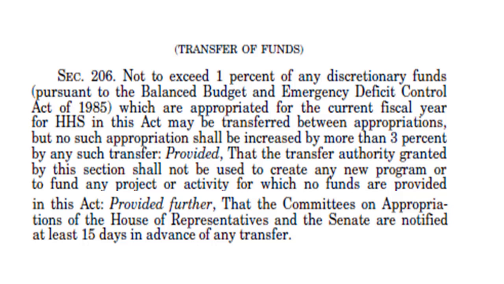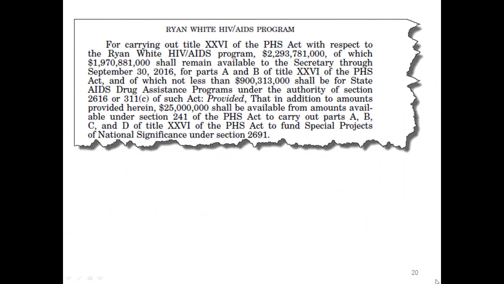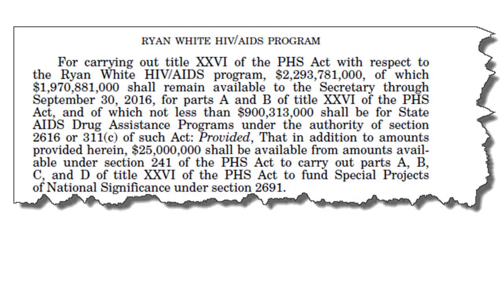So, Congress provides authorizations, appropriations, and all kinds of legislative history to provide guidance to the executive branch on the purposes for which funds are appropriated. But in many cases, these purposes are broad. For example, what does it mean when appropriating language says, "for carrying out Title 26 of the PHS Act with respect to the Ryan White HIV/AIDS program?"